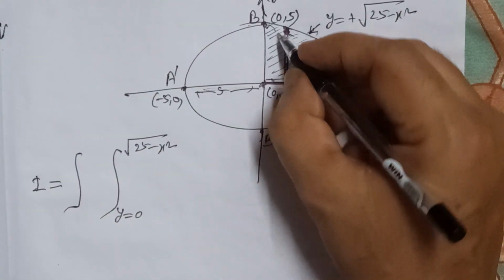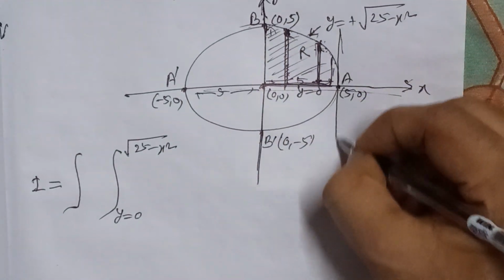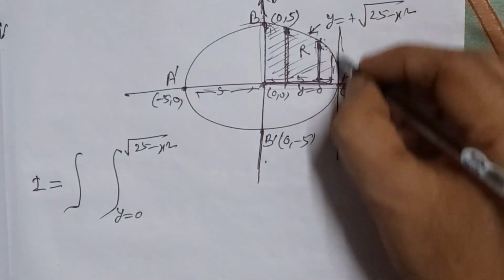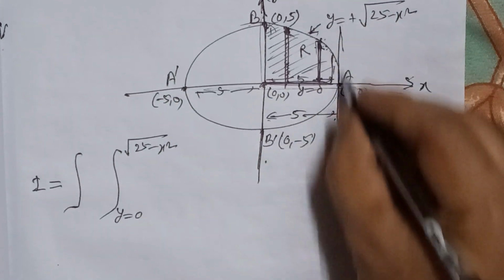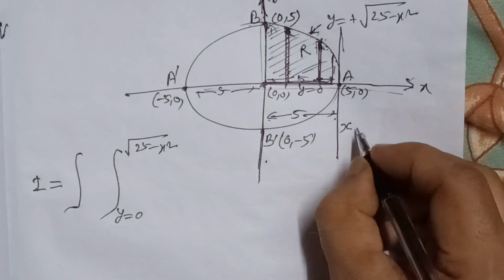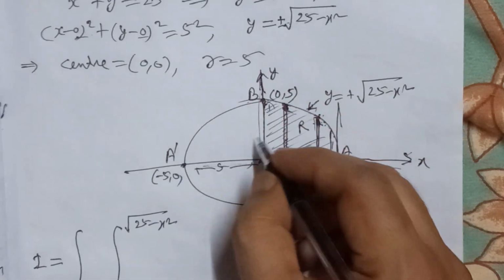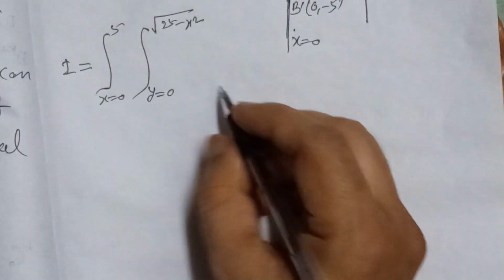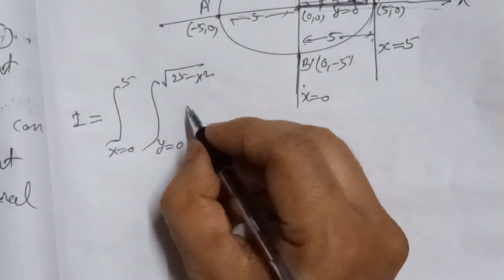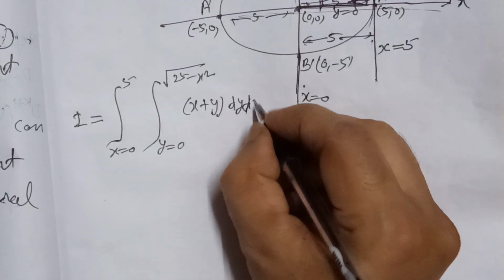But here all strips lie between the y-axis and this line. This line is away from the origin by 5 units and this is an ordinate parallel to the y-axis. Therefore its equation is x equal to 5 and the equation of the y-axis is x is equal to 0. So all the region lies between these two lines, x is equal to 0 and x equal to 5. We have to integrate x plus y, and dA equal to dy into dx.